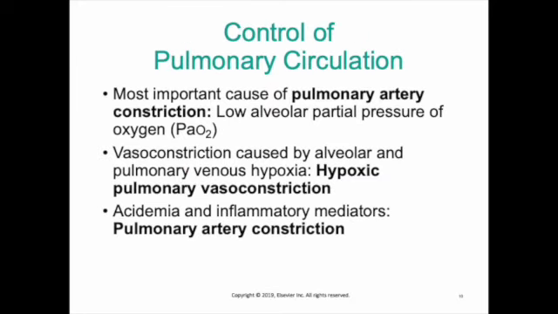We also have to realize that what controls pulmonary circulation is constriction. The most important cause of pulmonary artery constriction is having low alveolar partial pressure of oxygen. The vasoconstriction that's caused by alveolar and pulmonary venous hypoxia will also create hypoxic pulmonary vasoconstriction. And acidemia and inflammatory mediators will cause pulmonary artery constriction.